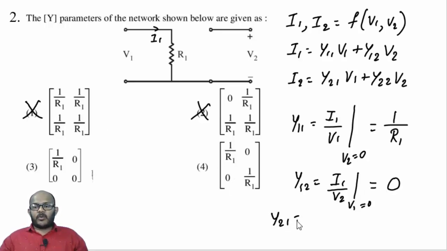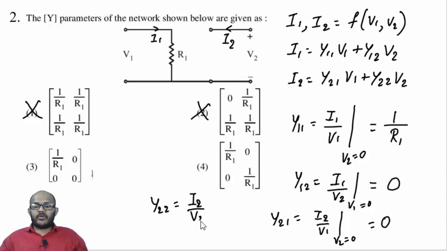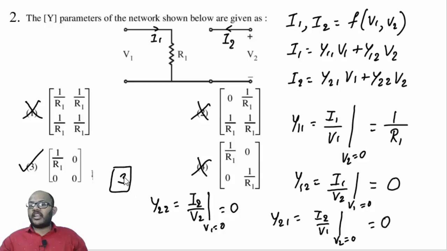What is Y21? Y21 is given by I2 divided by V1 at V2 equals 0. Whenever V2 is 0, what is the current flowing in this path? In the open branch, or in the open path, current I2 equals 0. Now, I need to calculate Y22. Y22 is given by I2 divided by V2 at V1 equals 0. I2 itself is 0, so Y22 also will be 0. So the corresponding option that follows, option 3, is correct.